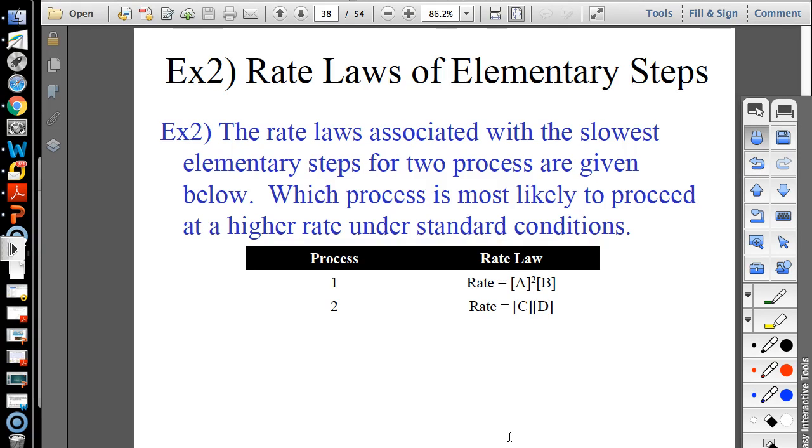So here's another question. The rate law is associated with the slowest elementary steps. So still here, these are the slowest elementary steps. Which process is likely to proceed at a higher rate under standard conditions? So think about the molecularity. Think about how many things are having to collide with each other. It would probably help you to think backwards. If this is the slowest elementary step, then you can actually write the reactants from these, and I'll do that in a second if you need.